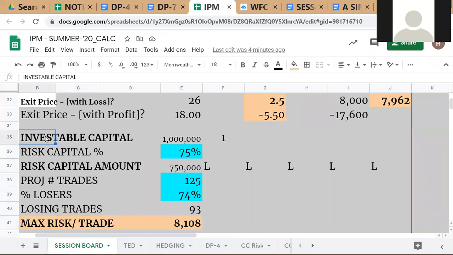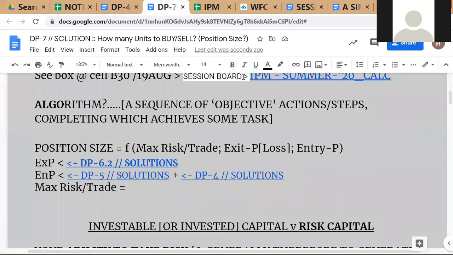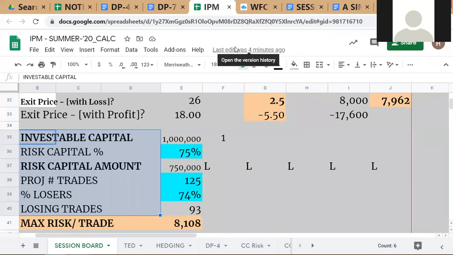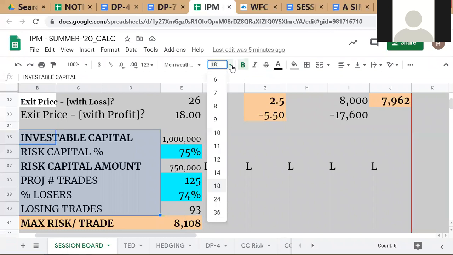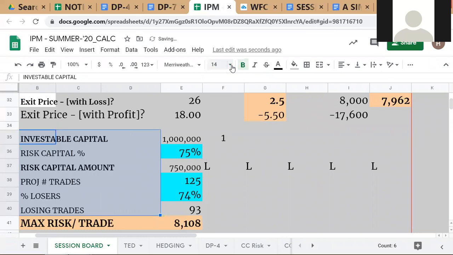So what we'll do is, before I copy this down, I want to make the font size really small so that we don't have, this is 14. I'm going to make this 14 so I can copy it without having any problems.